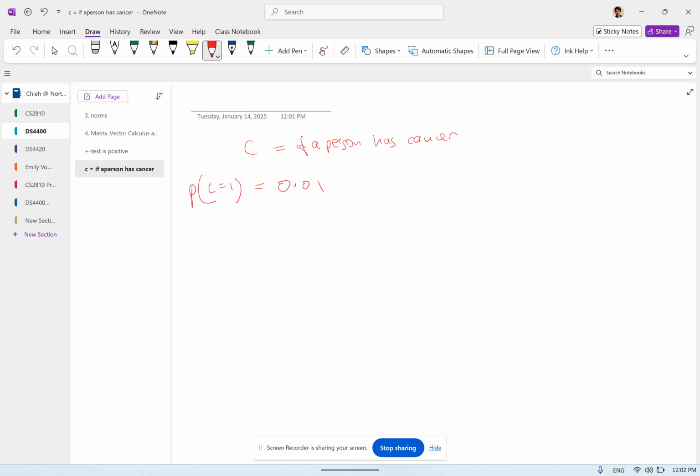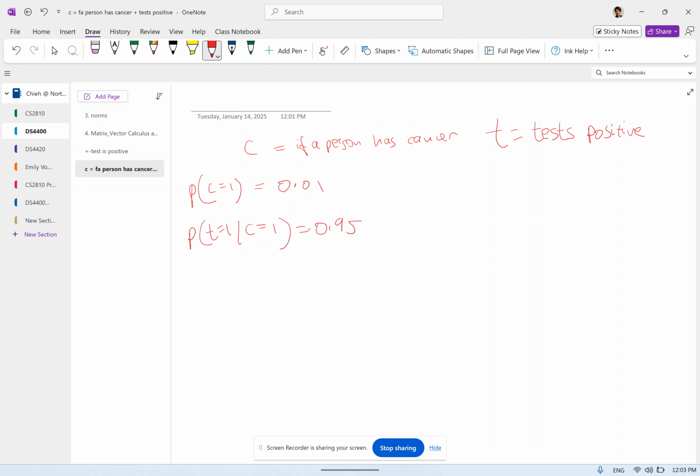Right. Cool. And then it says your test has a 95% accuracy rate for correctly identifying individuals with prostate cancer. So now we've introduced another random variable, T, which says whether your test is positive. And from that information, given someone has cancer, the 95% accuracy rate is the probability that your test is positive, right?